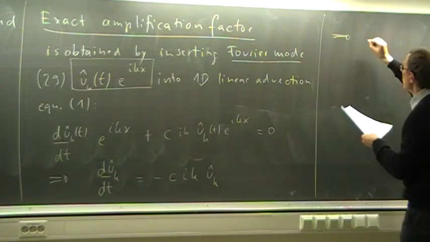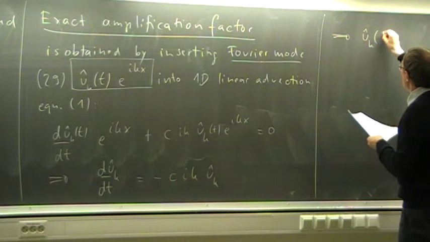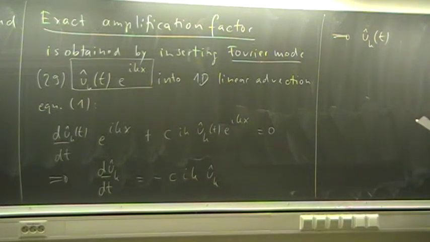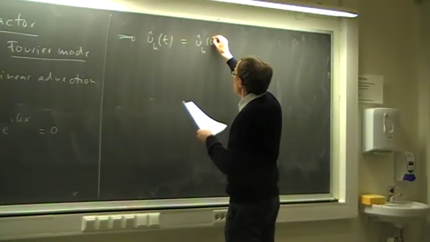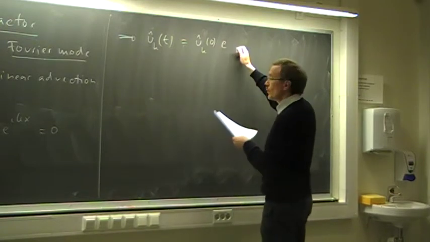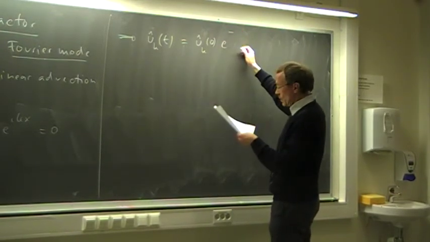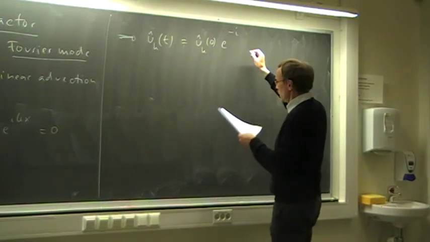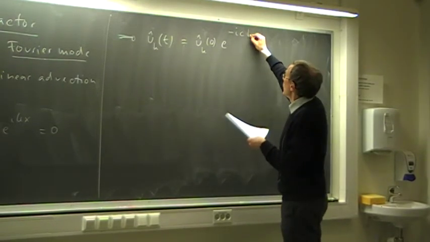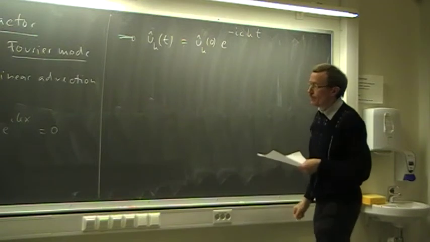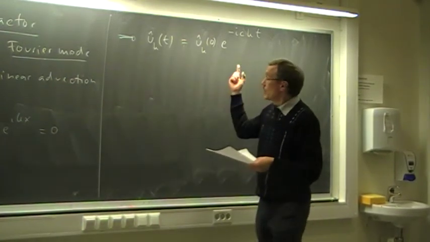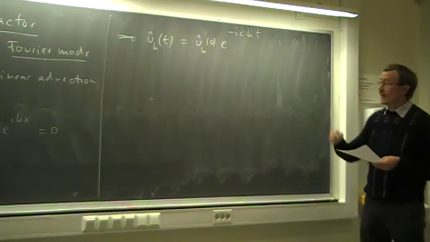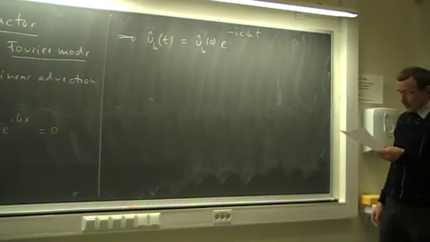So the solution of that is that the amplitude of this Fourier transform is equal to the value that we have for time equals 0 times e to the exponential, e to, now we write the i in front, i c k t. This gets the exponent. If we do the check, we'll find out that it satisfies this linear PDE.